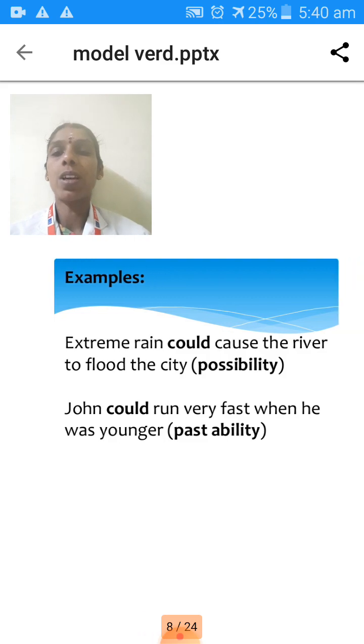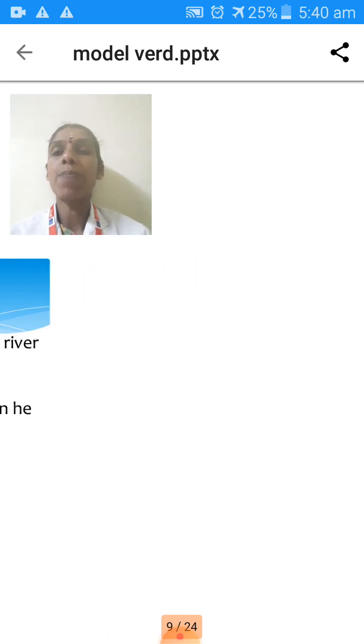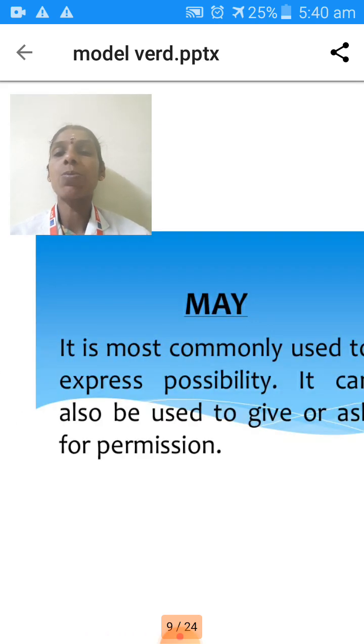Example for could: Extreme rain could cause the river to flood the city. It is possibility. John could run very fast when he was younger. It is past ability.